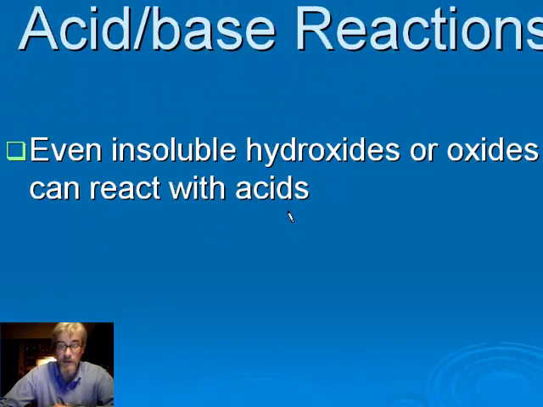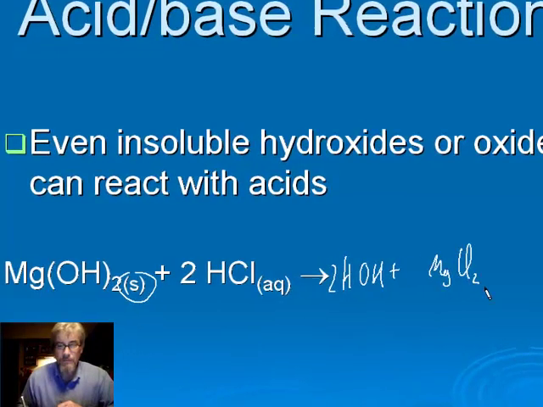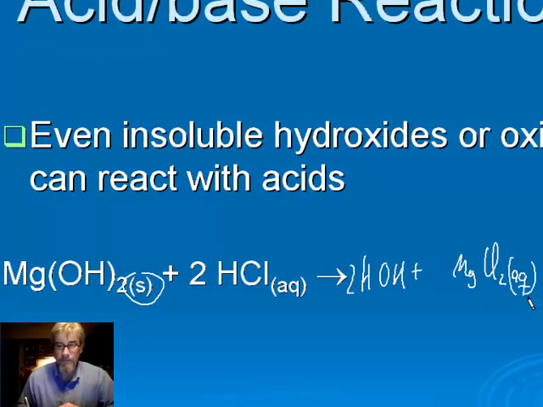Even insoluble hydroxides or oxides can react with acids, and the acids drive the reaction forward and make it soluble by reacting with it. Here's an example. If I'm reacting magnesium hydroxide, which doesn't dissolve in water but has the form of a base, with a strong acid like HCl, the reaction will proceed to produce water and a salt. So HOH, and I'll need 2 of them, and the salt. And the salt is going to be magnesium chloride. Magnesium chloride is an aqueous solution. I happen to know that. After we learn a few rules, you will too.